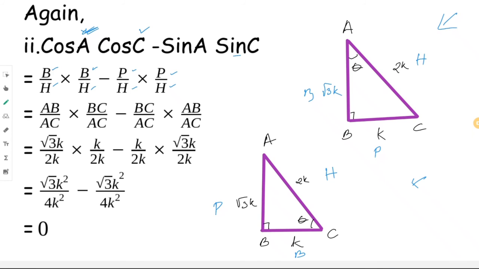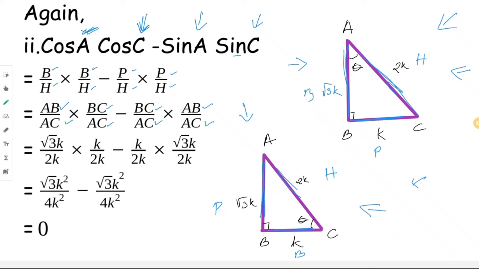Now first is cos A, which means we'll be looking here. Cos A, what are the two sides? Base by hypotenuse. My base is AB, so I've written AB, and the hypotenuse is AC. Now it is at C, which means I'll be looking at this diagram. My base is BC, and my hypotenuse is AC. So you can see BC by AC. Now sine A, once again this diagram. Perpendicular by hypotenuse, BC by AC. Next is sine C, which means this diagram again. Perpendicular is AB, and hypotenuse is AC. So you can see AB by AC.